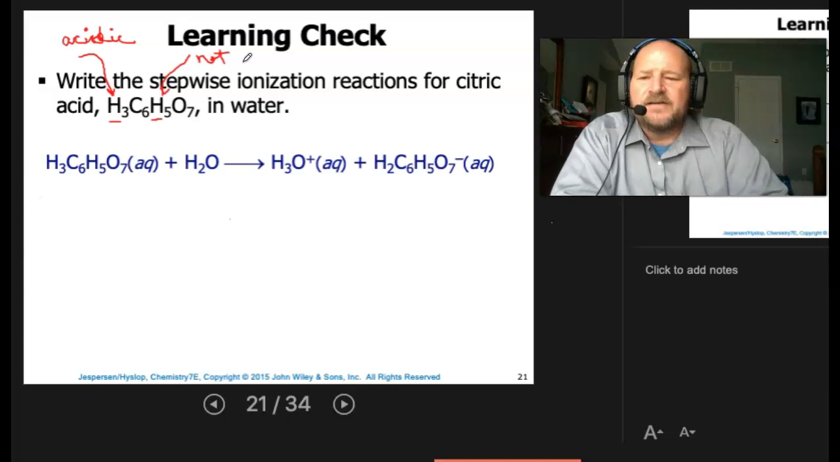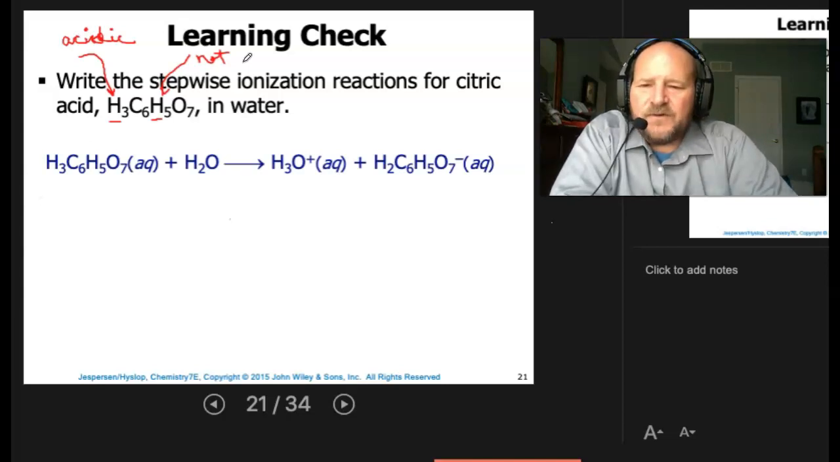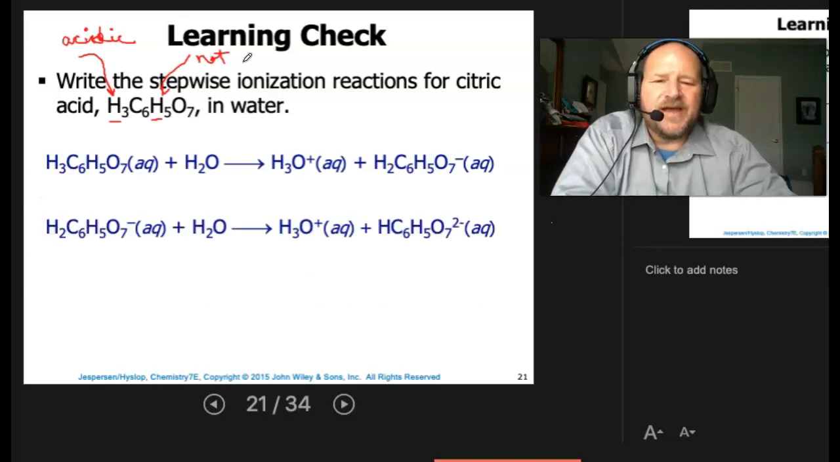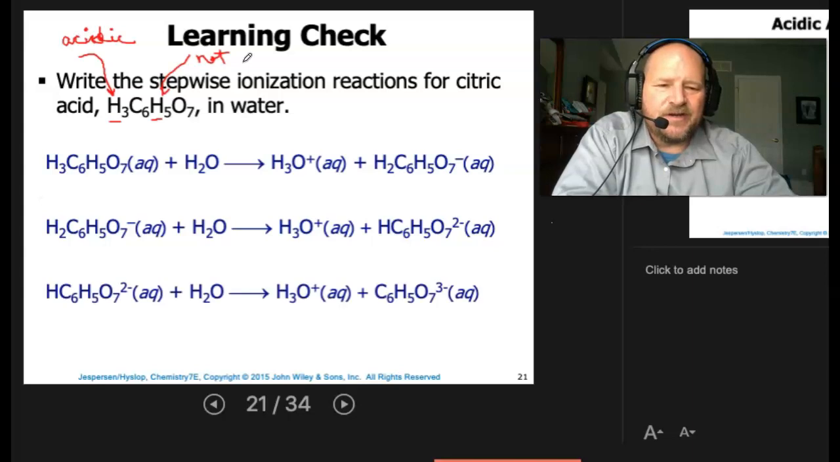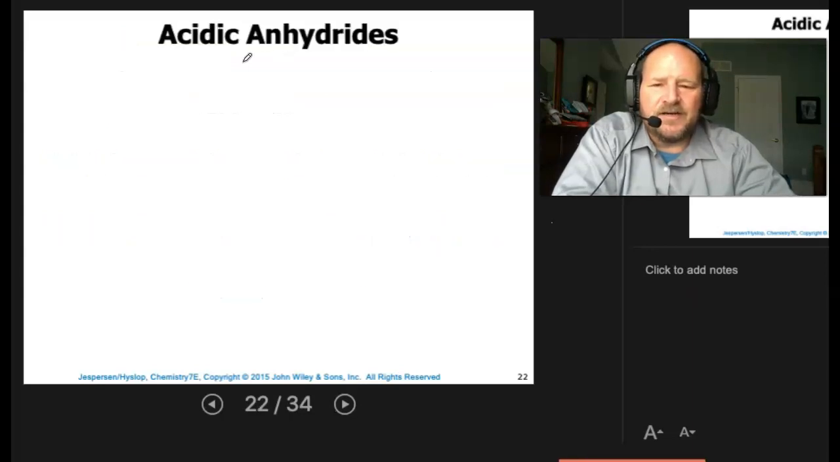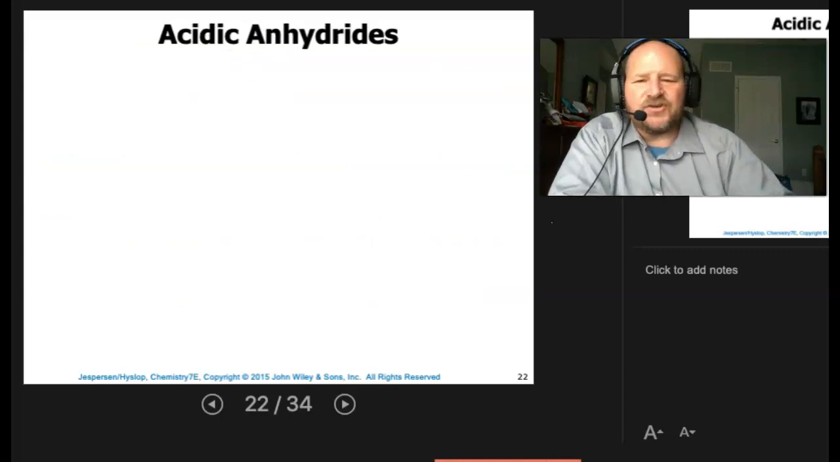All right, so the first step then, we're going to pop that first hydrogen off. We're going to make H3O+, and then the citric acid is going to have only H2 left with now a negative charge. We can do that again. We'll take H2C6H5O7 minus, mix more water, pull another hydronium off, and have only a monoprotic at that point, and then finally we'll take that one off.